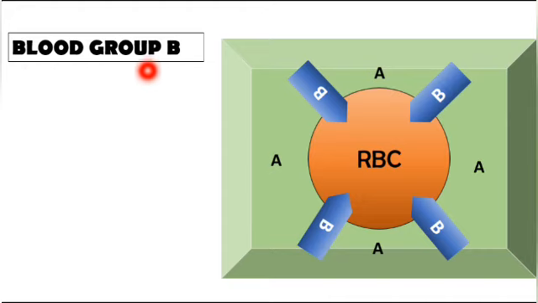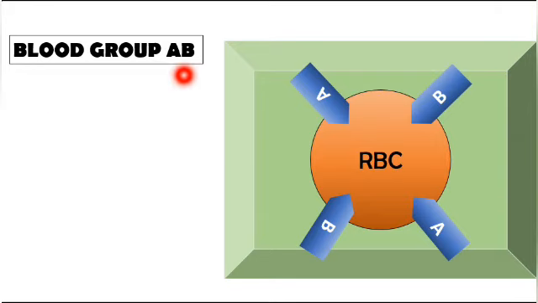Now let's come on to the blood group B. Here in the blood group B, you can see that on the surface of the RBC, antigen B is present, and in the plasma, the antibody A is present to protect it from antigen A in case it enters the blood. So, due to the presence of the antigen B, this blood group will be known as blood group B.